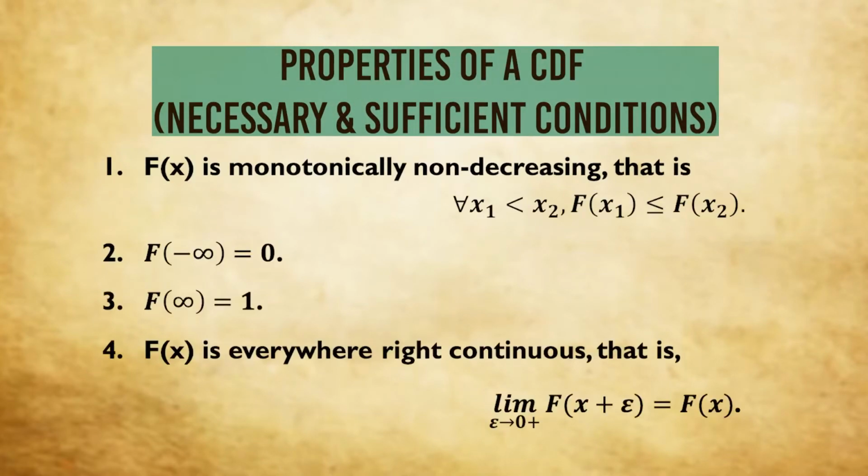Now there are certain properties of a cumulative distribution function. These properties are necessary and sufficient. I'll explain what we mean by necessary and what we mean by sufficient. But let us look at the properties first. Number 1: F has to be a monotonically non-decreasing function. That is, for all x1 less than x2, F(x1) has to be less than or equal to F(x2). Next, F of minus infinity is 0. Number 3, F of infinity is equal to 1. And number 4, F(x) has to be right continuous everywhere. That means the limit as epsilon tends to 0 from the right, F(x plus epsilon), has to be equal to F(x).